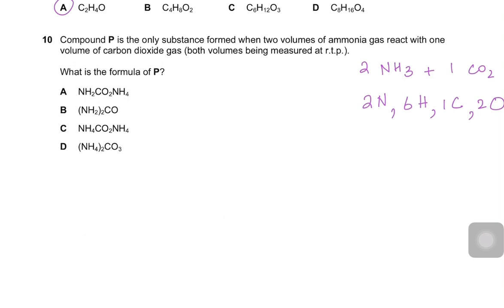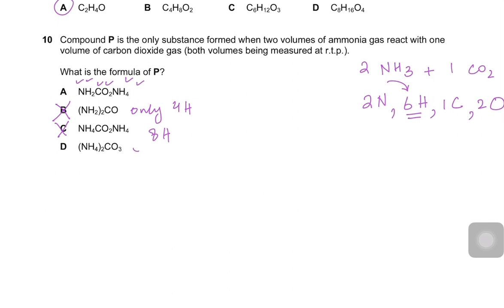So let's see. Option A has CO2. Yes. It has 2 nitrogens and indeed 6 hydrogens. So option A seems fine to me. Option B seems a little wrong because I wanted 6 hydrogens and option B has only 4 hydrogens, so it's wrong. Option C again has 8 hydrogens, which I cannot afford because it says only 1 product was made, so it has to have 6 hydrogens from 2 ammonias.